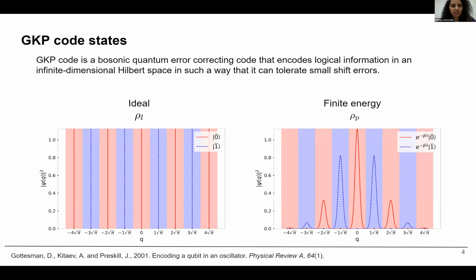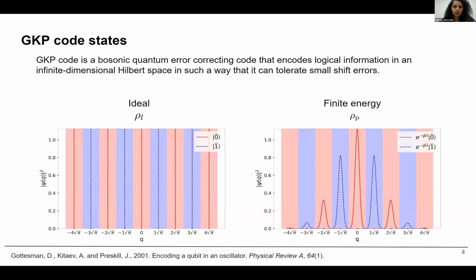So I'll briefly introduce the GKP code space. The GKP code is a bosonic quantum error correcting code to encode the logical information in an infinite dimensional Hilbert space. In their ideal form, they are defined as Dirac delta combs with 2 root pi spacing in position. The logical state 0 has peaks at even integer multiples of root pi, and state 1 corresponds to odd integer multiples of root pi. This state in the ideal form is not physical because it has 2 infinities. It is an infinite superposition of infinitely squeezed delta functions.